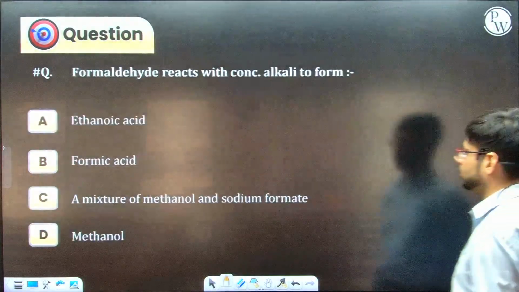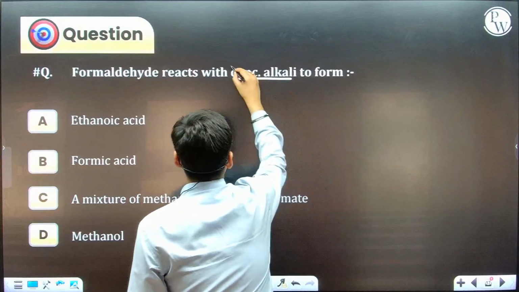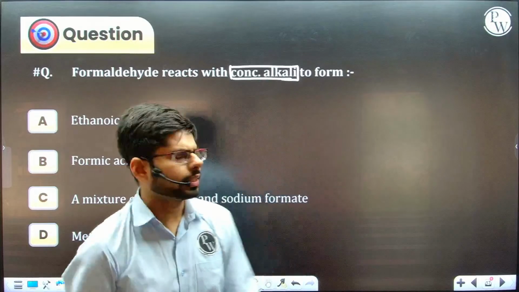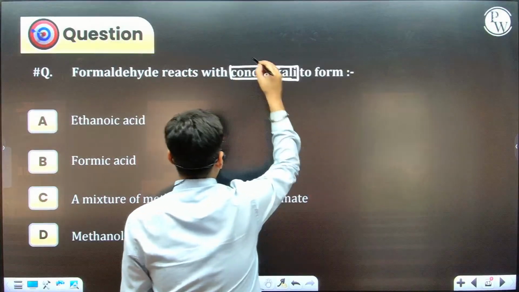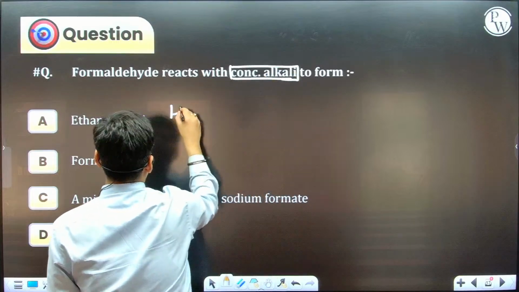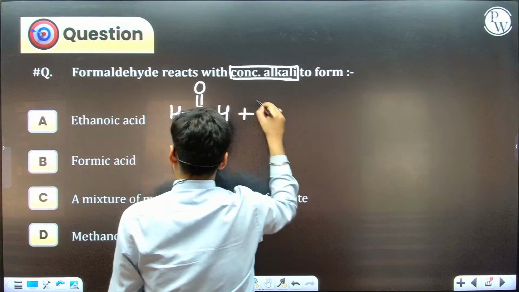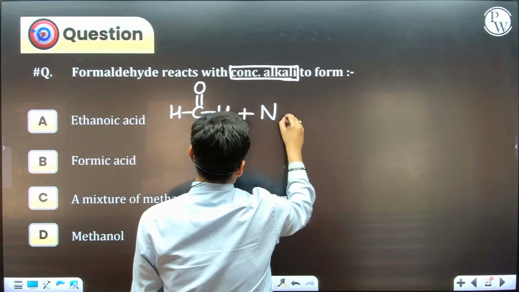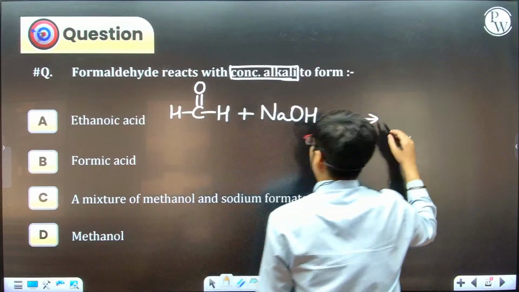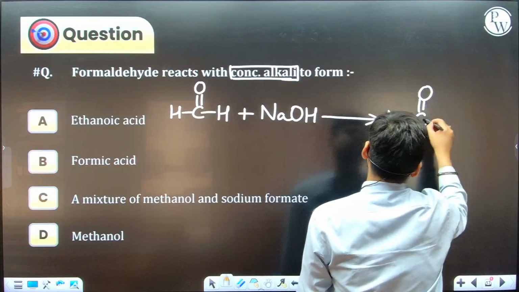Alright, next question. Formaldehyde reacts with concentrated alkali to form. Concentrated alkali means we can take the example of concentrated NaOH or concentrated KOH. Conc means concentrated, so the concentration of NaOH or KOH is kept very high. Formaldehyde is HCHO. If I use sodium hydroxide as the alkali, now, the products of this reaction are these.